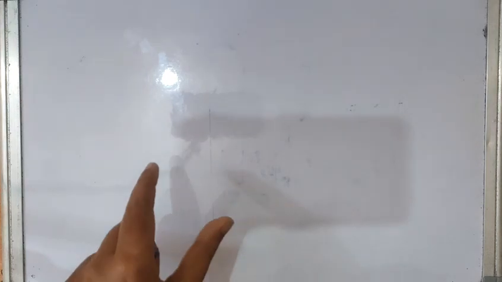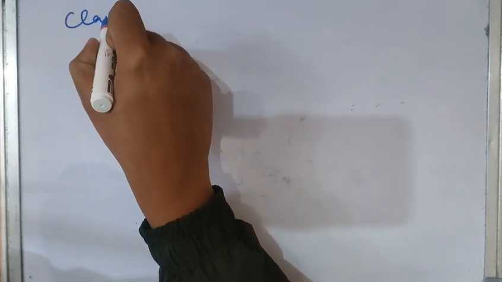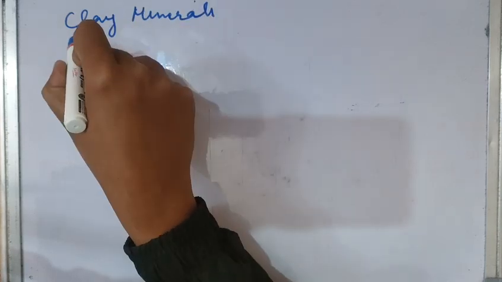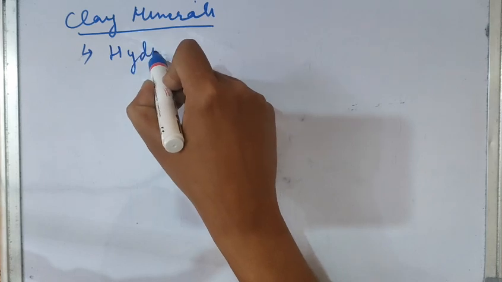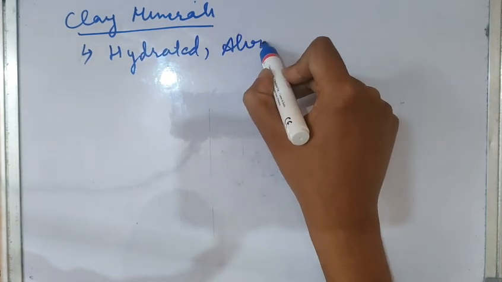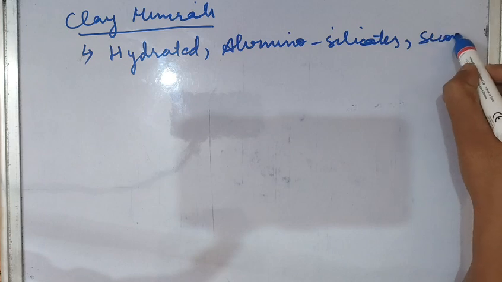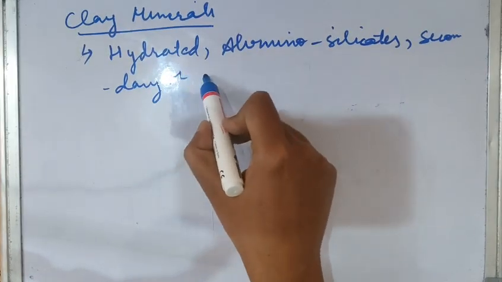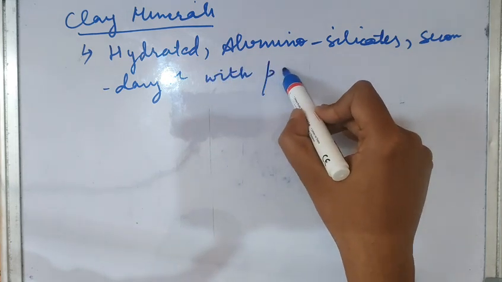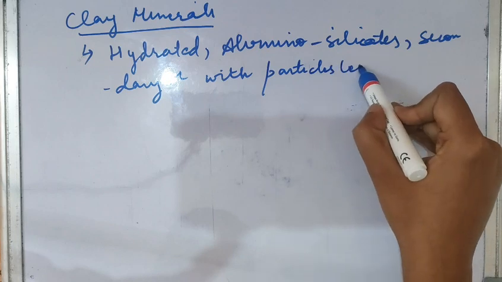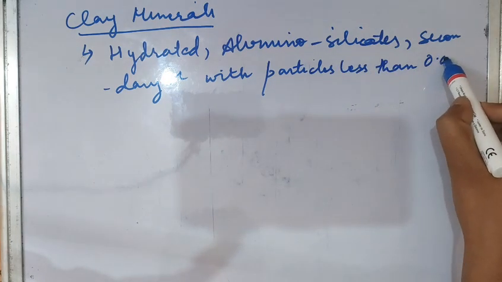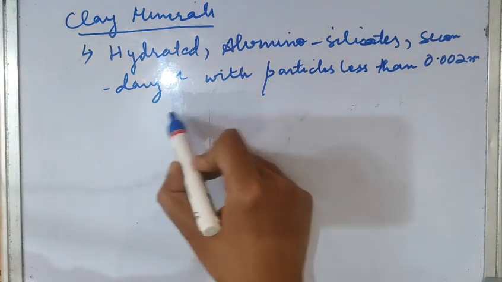So here first of all we will discuss what are clay minerals. Clay minerals are hydrated aluminosilicates, secondary minerals with particles less than 0.002 mm in diameter.